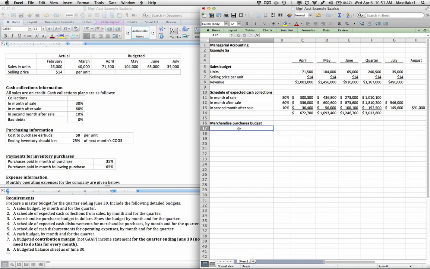The first thing that we do when we decide how much to purchase is we have to replace the units that we're selling. And so I'm going to recognize that all the units that we sell, we have to purchase for $8 a piece. And so I'm going to calculate the cost of goods sold for each month by taking the number of units that we're going to sell times the purchase price. And this gives us our cost of goods sold. So our baseline to start our merchandise purchases budget is simply replacing the units that we're selling.